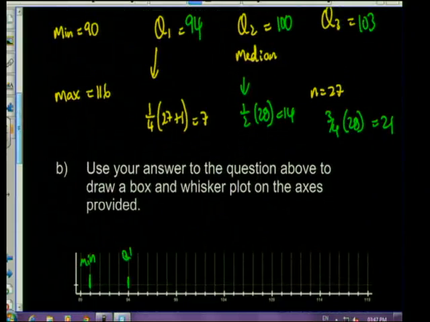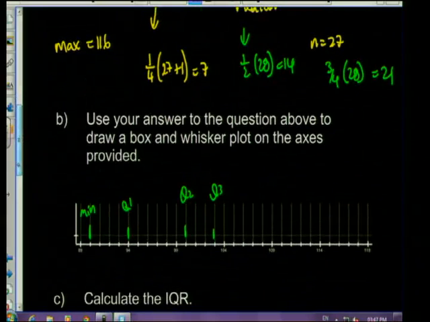Q2 is at 100. So there is 100. That's my Q2 or my median. Q3 is 103. So there would be 103, which is Q3. And where's my maximum? My maximum is at 116. 14, 15, 16. There we go. Now that wouldn't be sufficient and you can't get marks, but I'm going to put it all together.